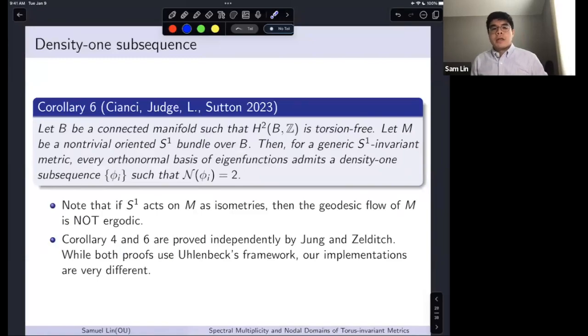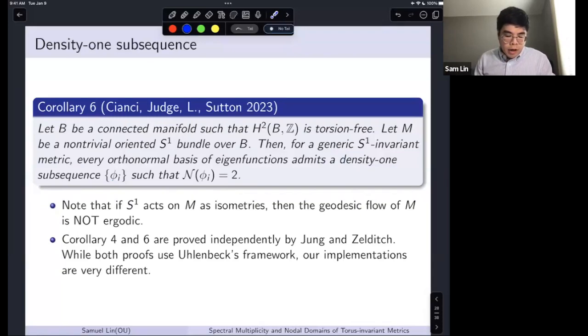Okay, so let's rephrase corollary 5 using Weyl density. Again, we let B be a connected manifold such that H2(B,Z) is torsion-free, and let M be a non-trivial oriented S1 bundle over B. Then for a generic S1-invariant metric, every orthonormal basis of eigenfunctions admits a Weyl density 1 subsequence, such that each eigenfunction in the subsequence has only 2 nodal domains.